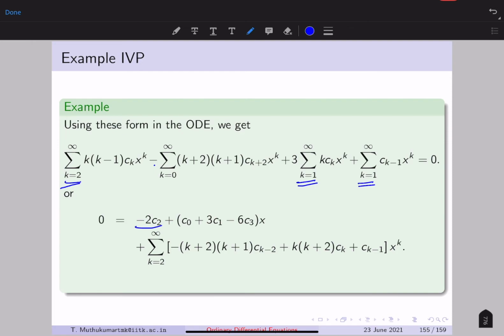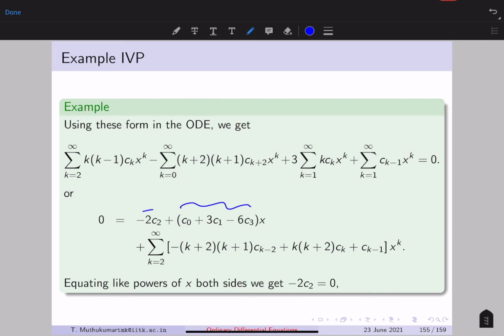So this is the power 1 coefficient. This is the coefficient for k bigger than or equal to 2. Now if you equate coefficients, you already see that c2 is 0, right? c2 is coming out to be 0 just by equating this to 0. There is no c2 here, so c2 you obtained to be 0. So there is a relation between c0, c1 and c3. So c0 plus 3 c1 equals 6 c3 is a relation that you get.